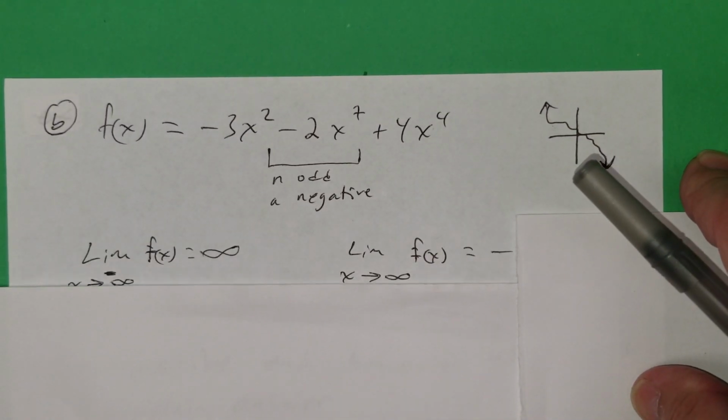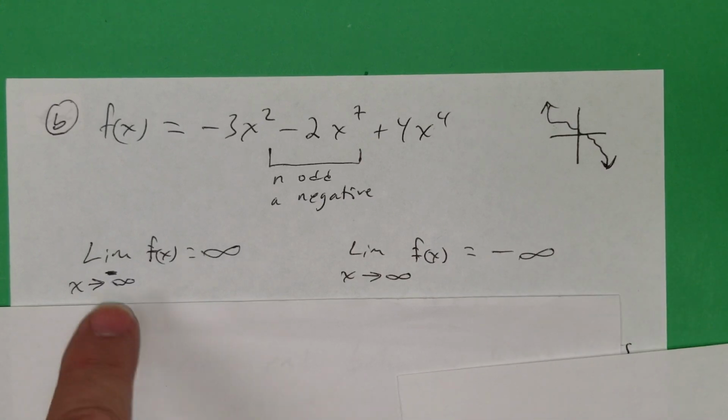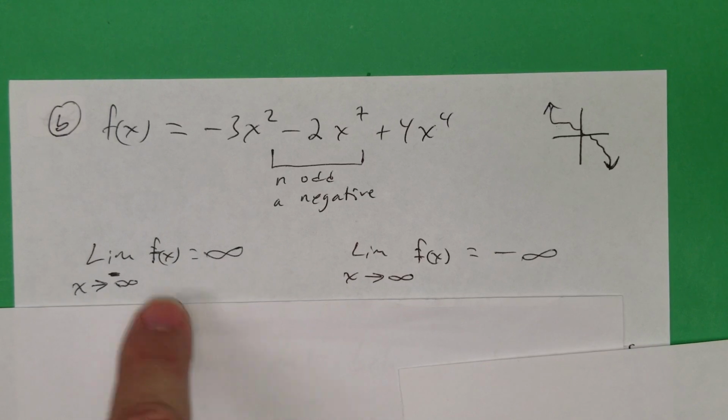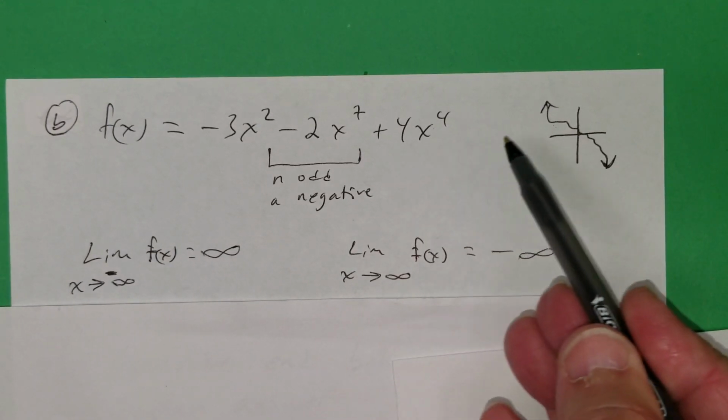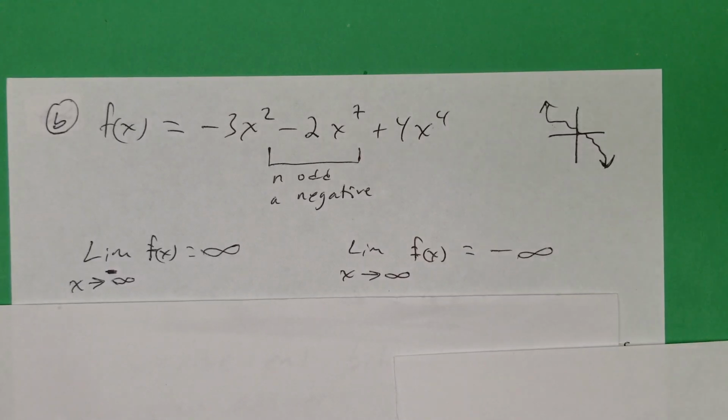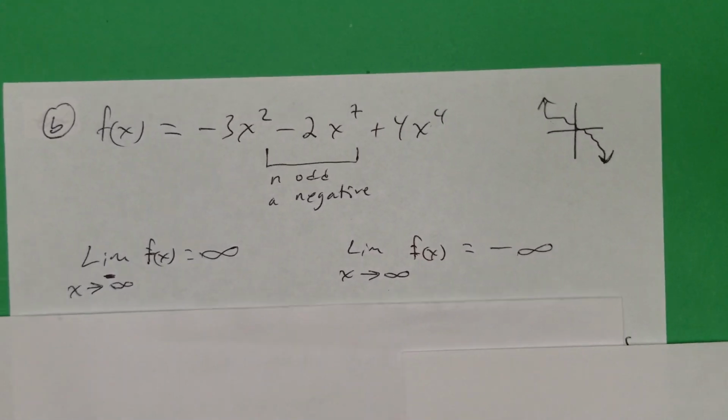Right? So let me write it down. As x goes to the left and x goes to the right. As x goes to the left, my graph goes up. As x goes to the right, my graph goes down, negative infinity. Okay?